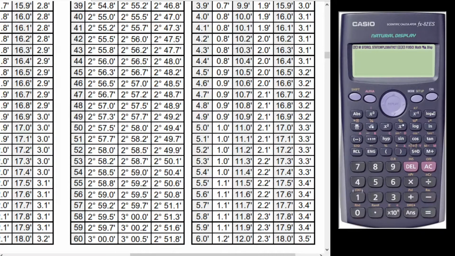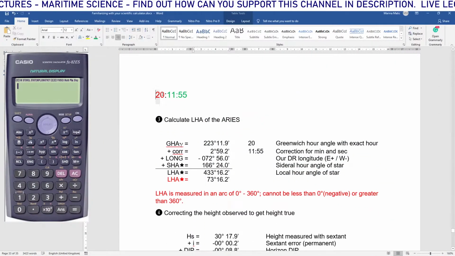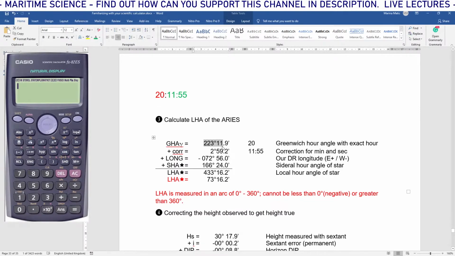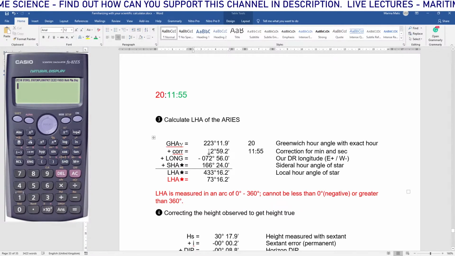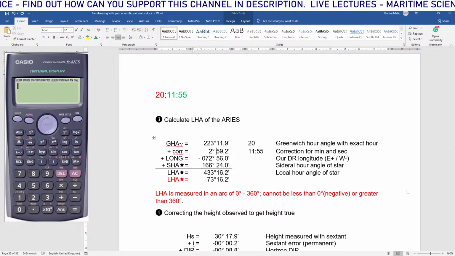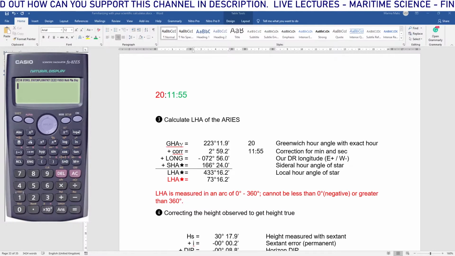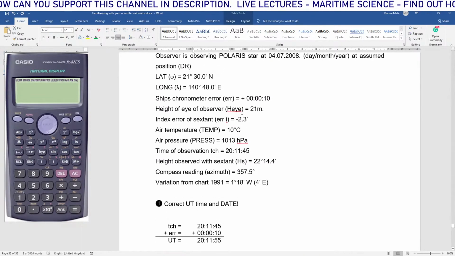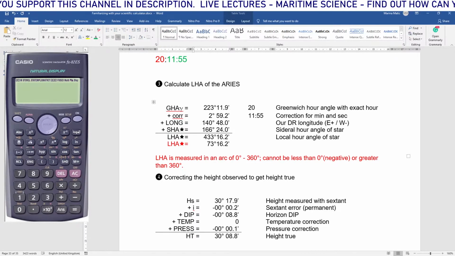So let's go back to the textbook. With this number and the date, I got this number here, the Greenwich hour angle for the exact hour. Then I enter the increments and corrections tables with 11 minutes and 55th second, and under Aries I read the correction to be 2 degrees 59 minutes. Now, after I have that, I need to add my longitude, and my longitude was 140 degrees 48, positive east.